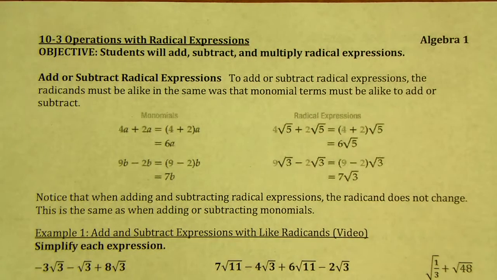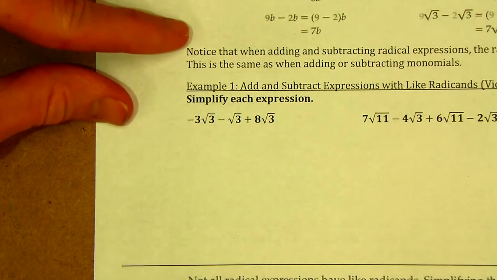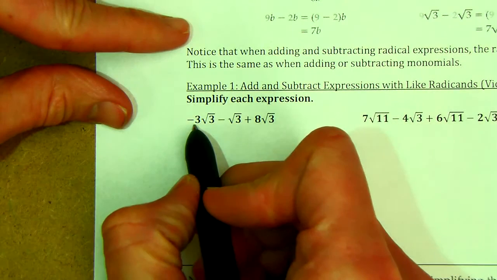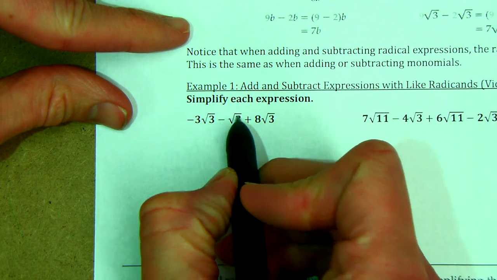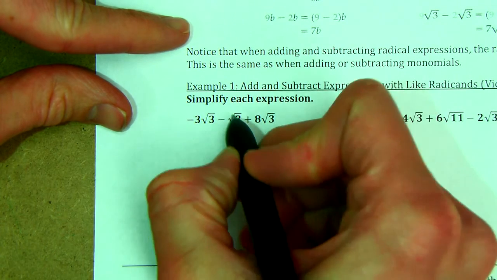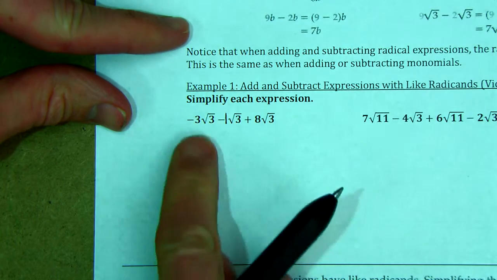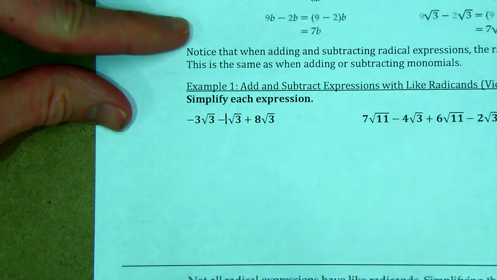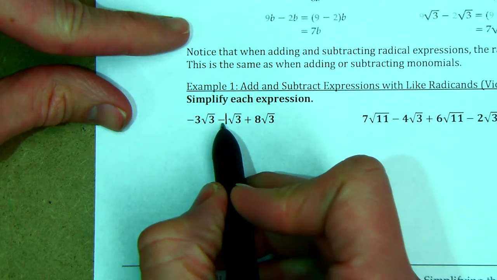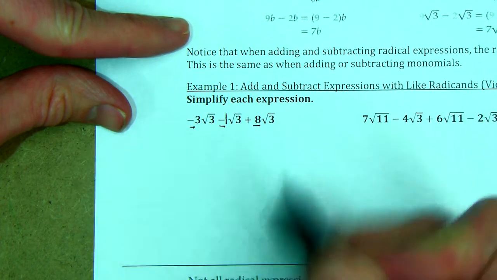Okay, so take a look at these first ones right here. It looks super scary, but really they're just like terms. So we have a 3 square root of 3, we have a negative square root of 3, and a plus 8 square root of 3. Remember, this negative is really like a negative 1 square root of 3. So that's negative 3, negative 4, and negative 4 plus 8, because I'm adding my coefficients, I get 4 square root of 3.